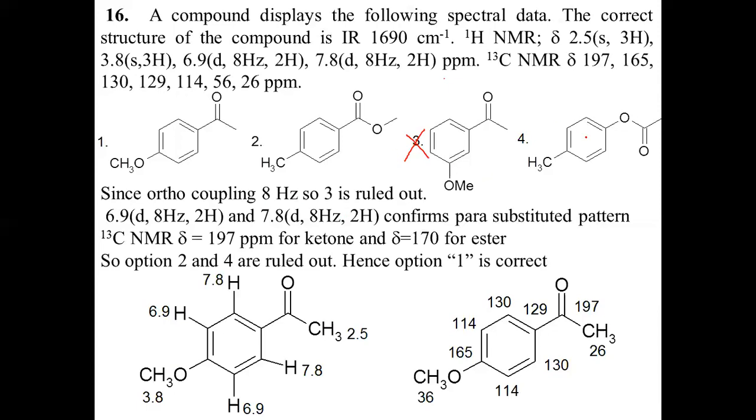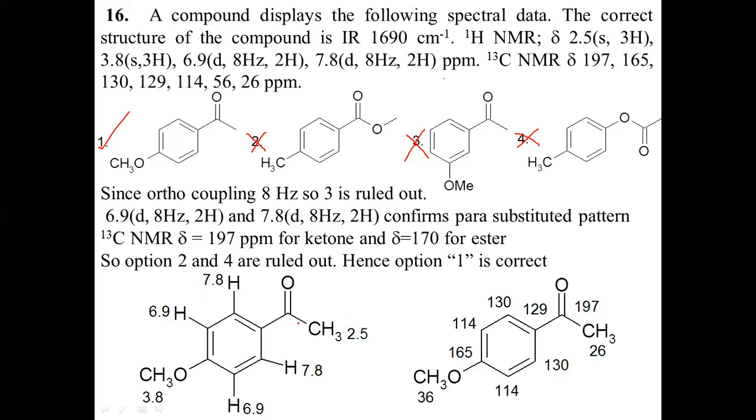Next, when you look at the C13 NMR, you have 197 and 165. When you have ketone carbonyl compounds, it is generally 197, and for ester, it is around 170. Here you don't have an ester, so at one go I can rule out option 4 and option 2. So I'm just left with option 1, which ought to be correct. Anyway, I have to recheck it.